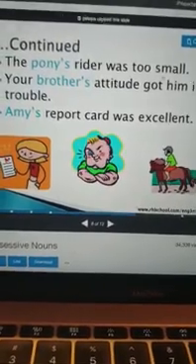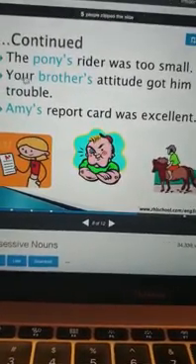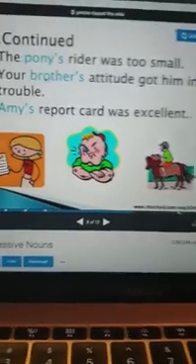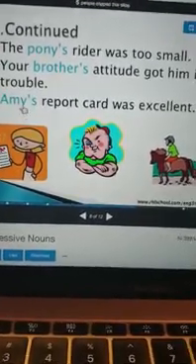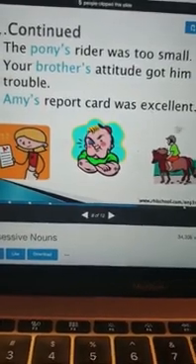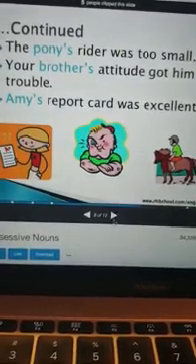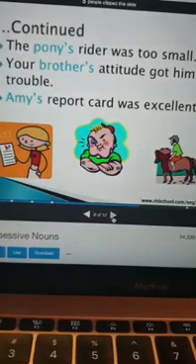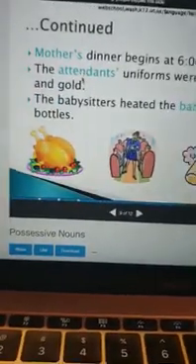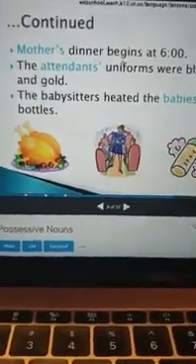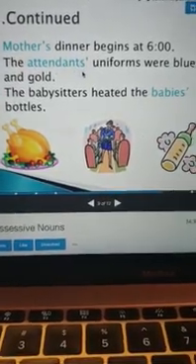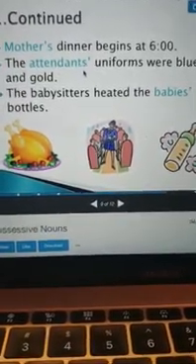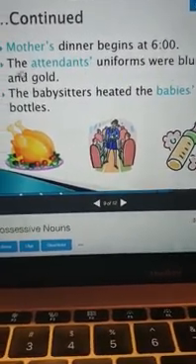The pony's rider was too small. Your brother's attitude got him in trouble. Here it is singular. All of these are singular. Amy's report card was excellent. Mother's dinner begins at 6. The attendance, here it is plural. Attendance, we are talking about attendance here. Plural attendance. Uniforms were blue and gold.